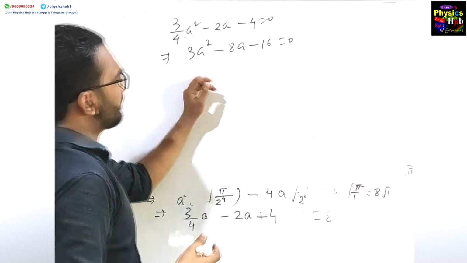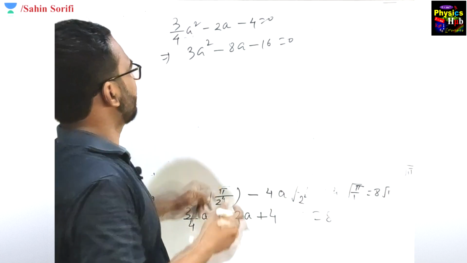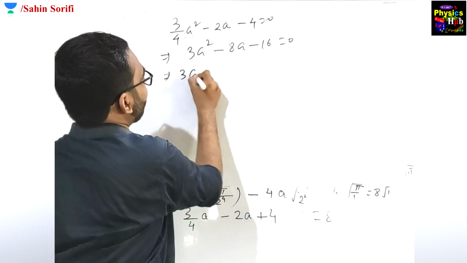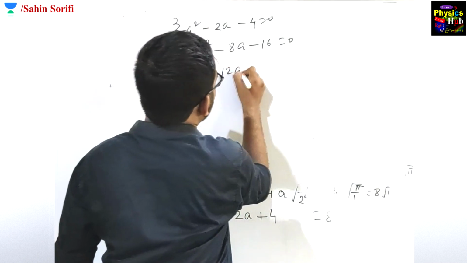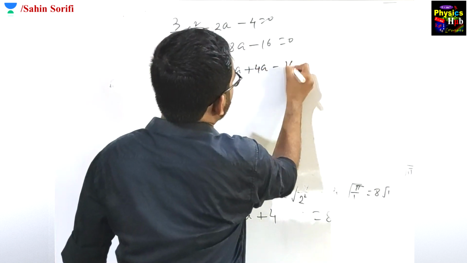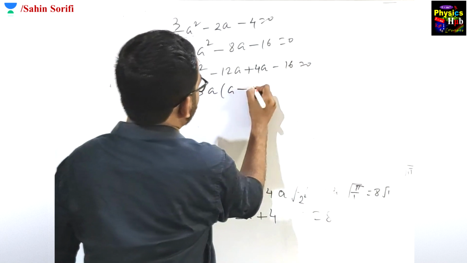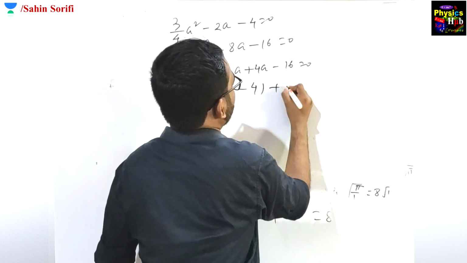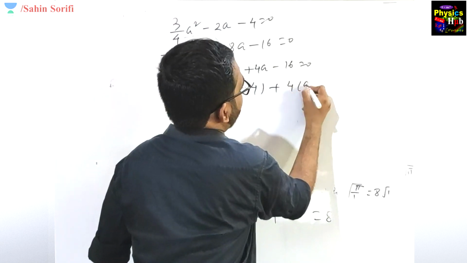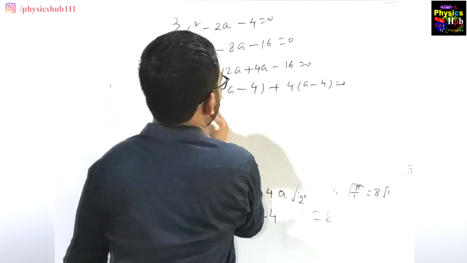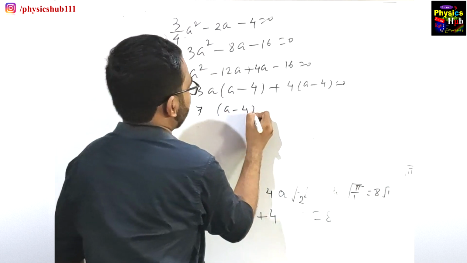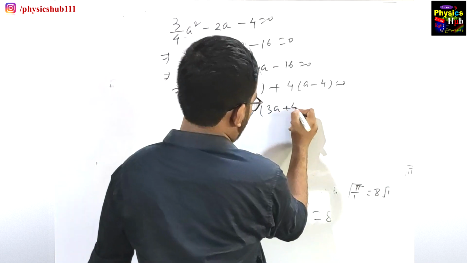So we are getting 3a² - 8a - 16. We can write it in this way: 3a² - 12a + 4a - 16 = 0. So take 3a common: 3a(a - 4) + 4(a - 4) = 0. This is giving you (a - 4)(3a + 4).